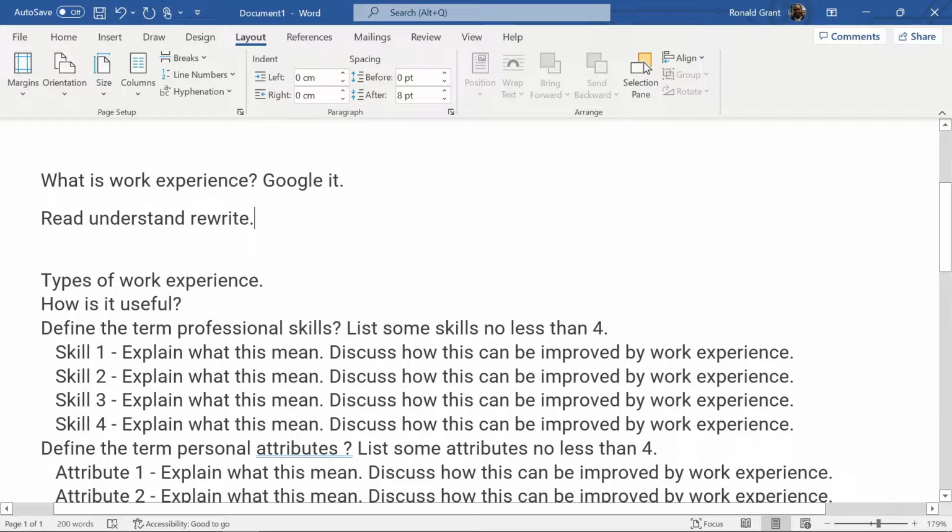Then I would go into the types of work experience. Work experience is not a single activity. There are different types of activities around work experience. Some people do paid work experience. Some people do internships. Some people do on-the-job work experience. So simply look at types of work experience.